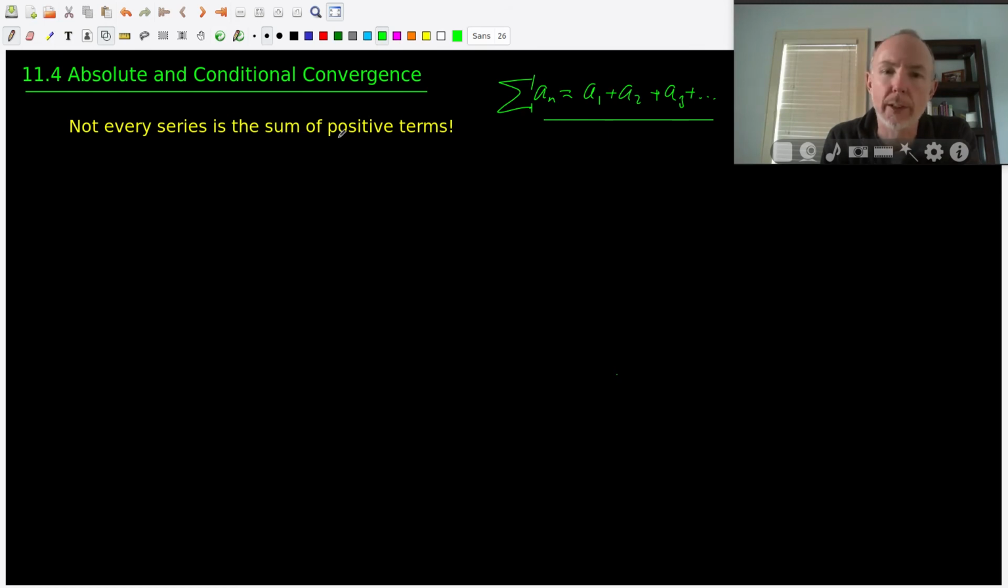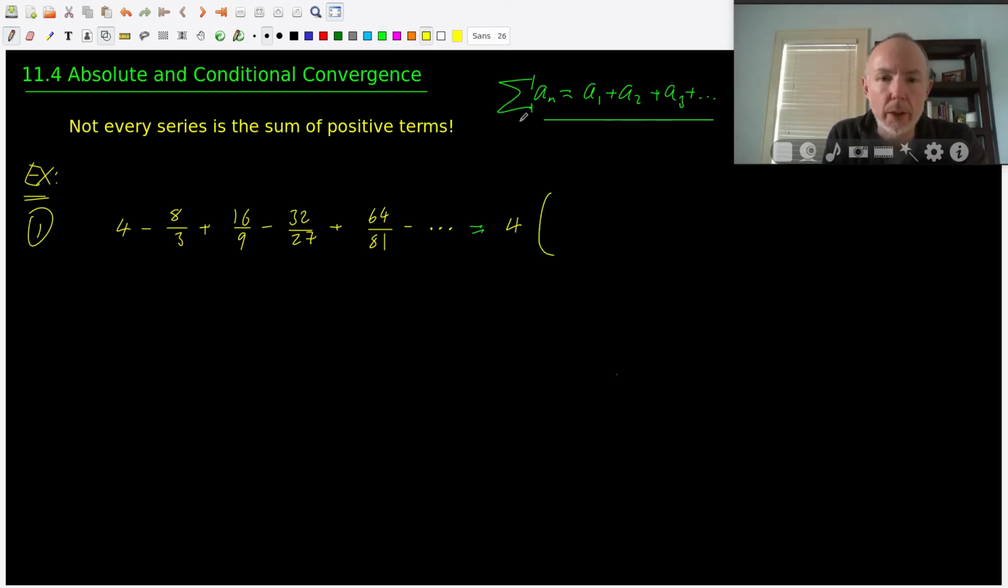Well, that's not true in general. There's no reason why every sequence should always have all positive terms. And so when we build a sum, we're not necessarily adding all positive numbers. So let's look at some examples we've already seen like this. So here we have a series, and if you look at it, you might recognize it's geometric. I'm going to pull out that 4 so we can check that it's geometric.